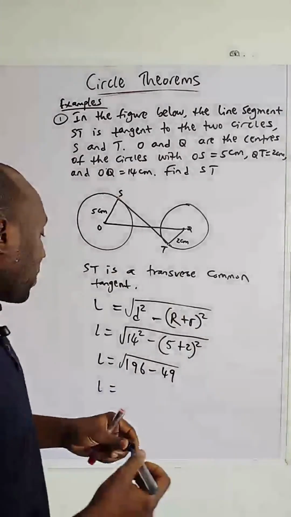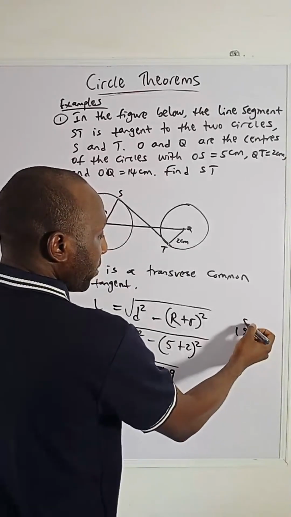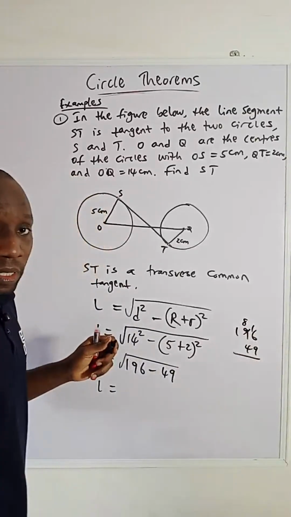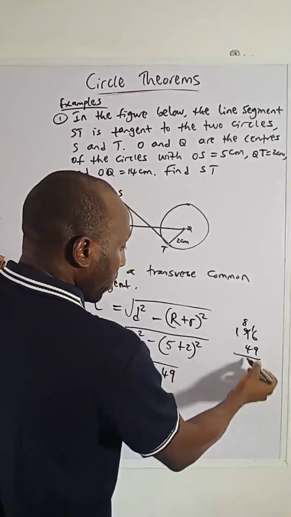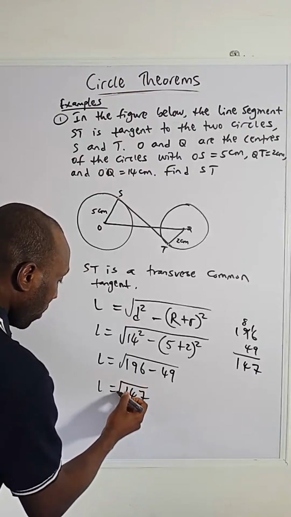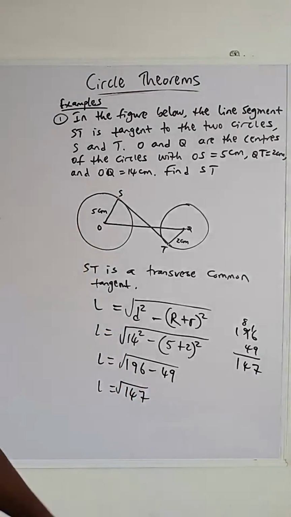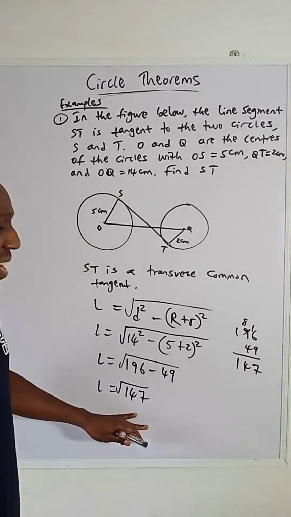So what is 196 minus 49? You take one from it, this is 8. 16 minus 9 is 7. This is 4. So that's 147. So the square root of 147. But we can simplify this further.